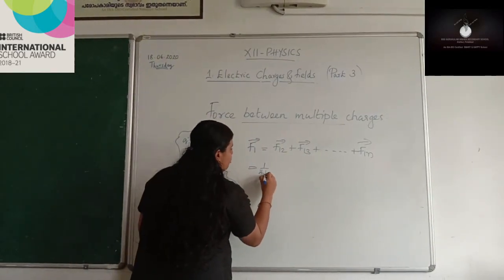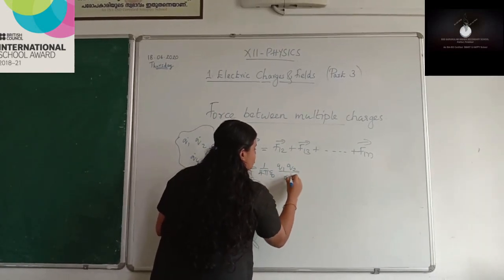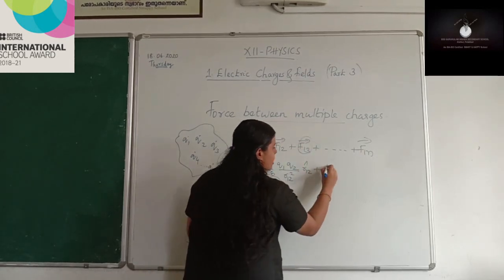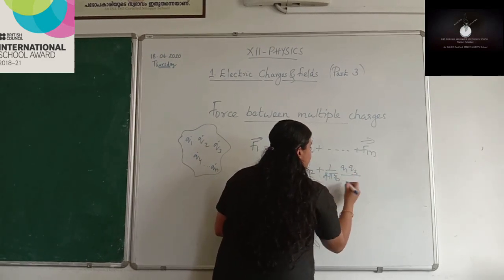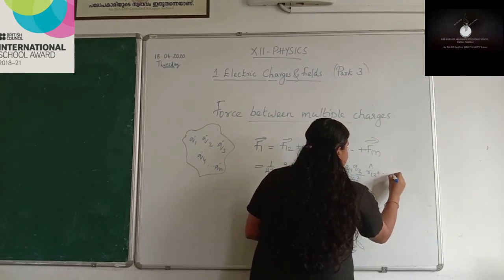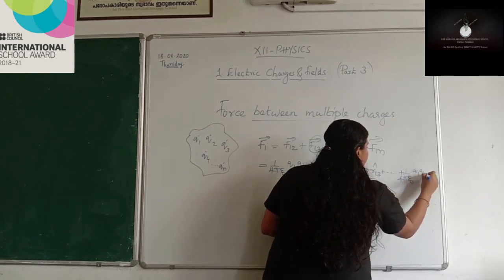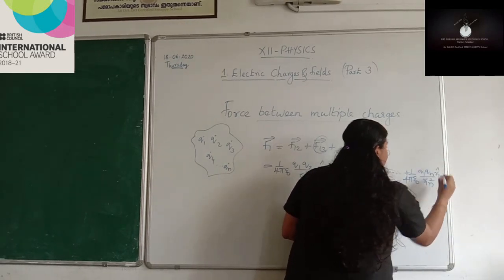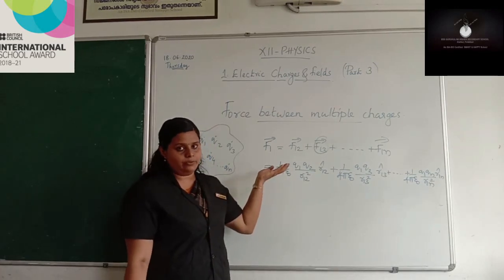Now what about this force? That is 1 by 4 pi epsilon 0 Q1 Q2 divided by R12 square into unit vector R12 plus, what about F13? 1 by 4 pi epsilon 0 Q1 Q3 divided by R13 square into unit vector R13 plus etc. plus 1 by 4 pi epsilon 0 Q1 Qn divided by R1n square into unit vector R1n. So this is the expression for the total force.